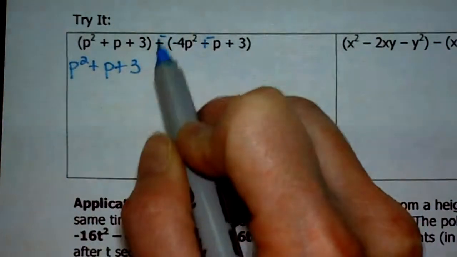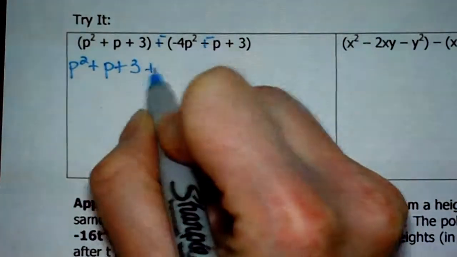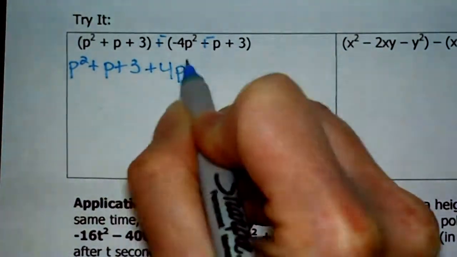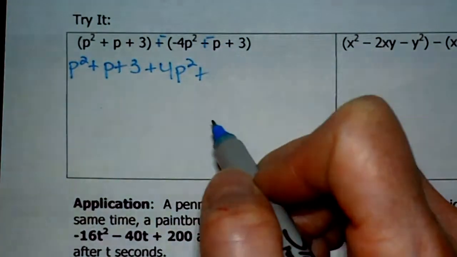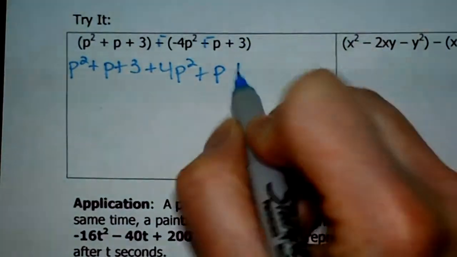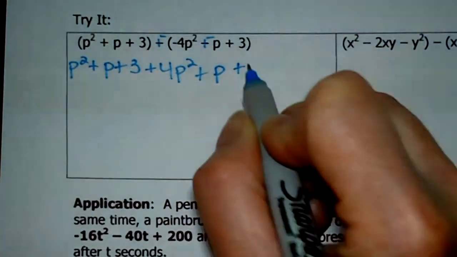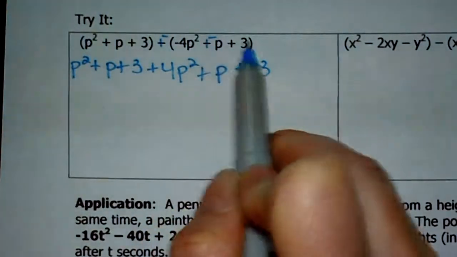Okay, so this means I'm adding the opposite of everything in there. This was the negative 4p squared. But now, because I'm adding, it's a positive 4p squared. This was a negative p because it was subtracting p to start. Now it's a positive p. Good p. All right, this 3 was positive. Now it's going to be negative because, again, I'm adding the opposite of everything in there.